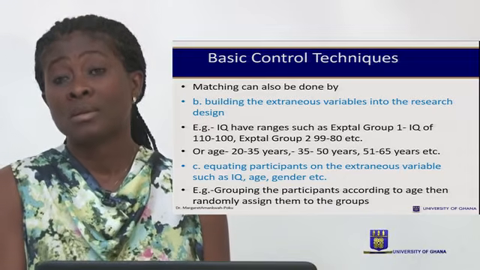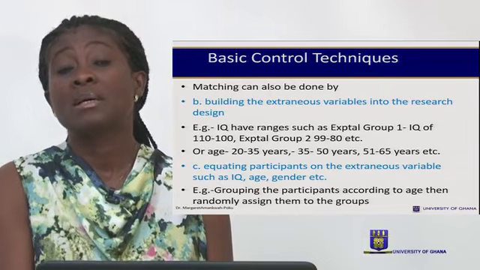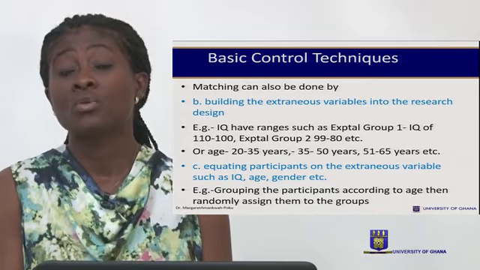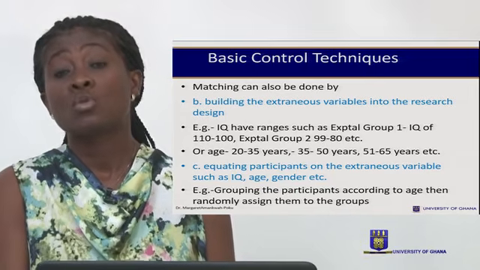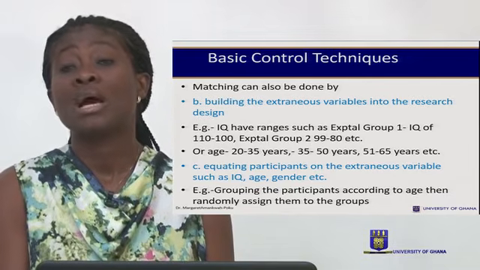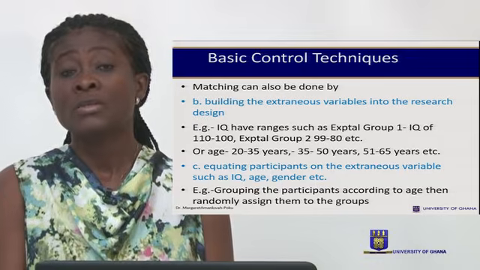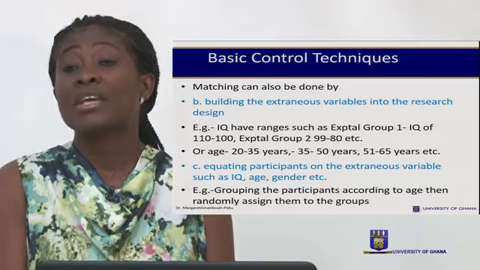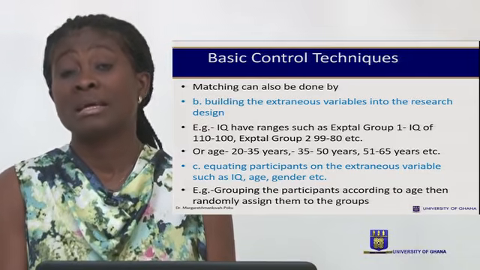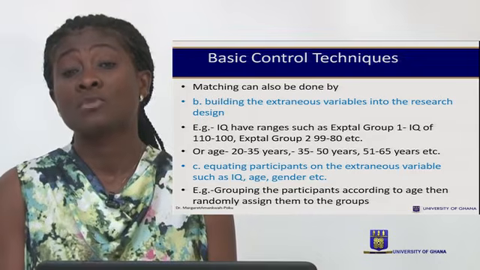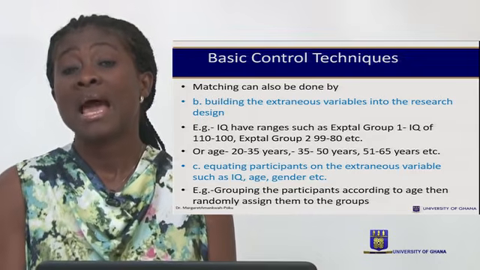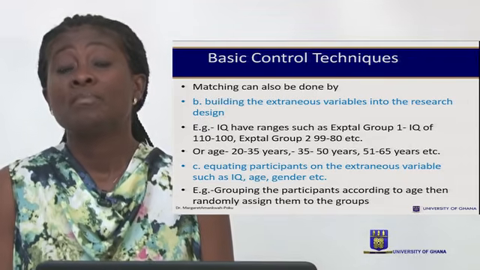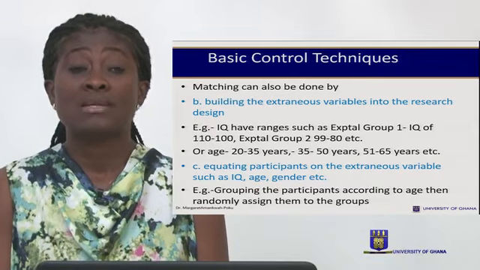So we group participants according to gender. If we have 30 males, we randomly assign them to the 2 groups, so we have 15 in each group. Then if you have 12 females, we randomly assign them, so you have 6 in each group. In this case, you are equating the participants based on gender. Or if it's IQ, we have people with IQ of 100, and there are 10 of them. We randomly assign them to the 2 groups, so that again, IQ is equated among the groups. This is how we match participants to control extraneous variables.